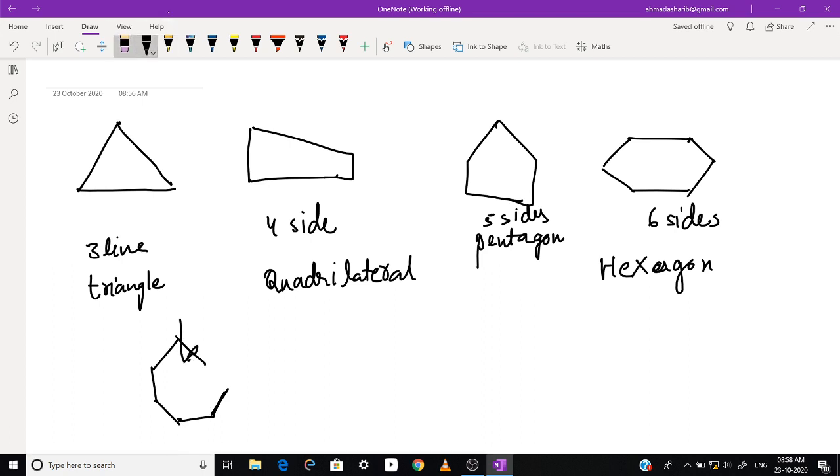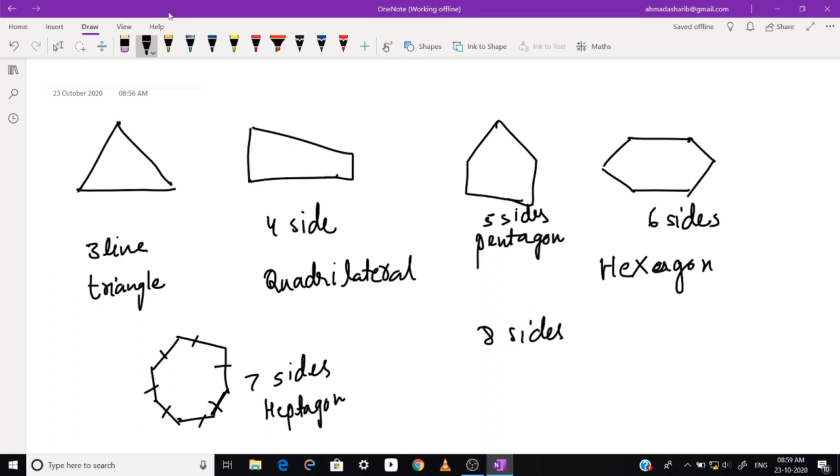Okay, let me draw it. Now this is a hexagon. 1, 2, 3, 4, 5, 6, 7. It has 7 sides. So its name is not hexagon, but it is heptagon. Okay, heptagon. Octagon is a figure which has 8 sides. If a figure has 8 sides, its name is octagon. Okay, so you have to remember all these things: triangle, quadrilateral, pentagon, hexagon, heptagon, octagon, and so on. Fine.